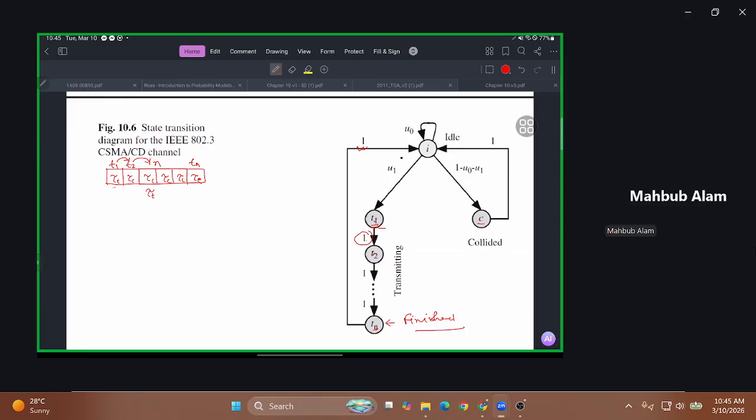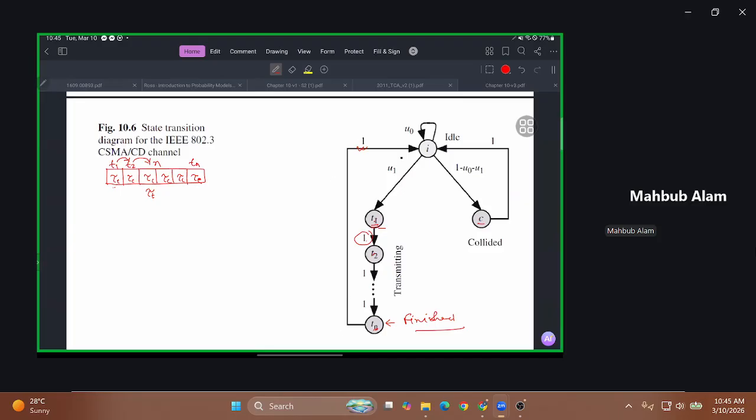On the other hand, when the Markov chain goes to state T1 from I, since a single station is transmitting, with probability 1 it moves on to T2, T3, T4, up to Tn, and at Tn, with probability 1, it goes to I.